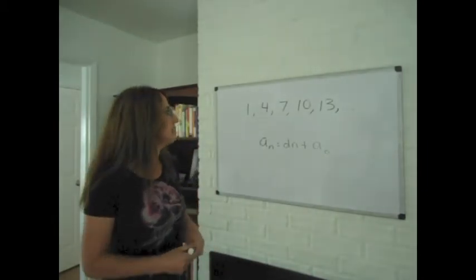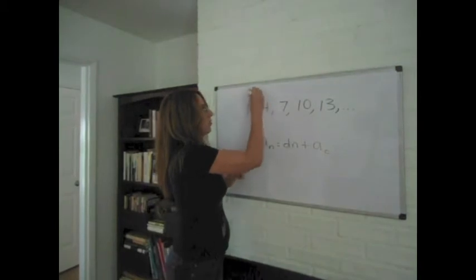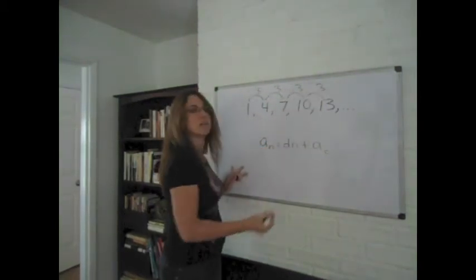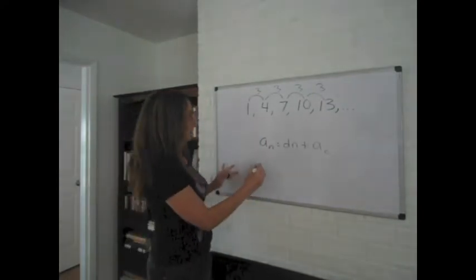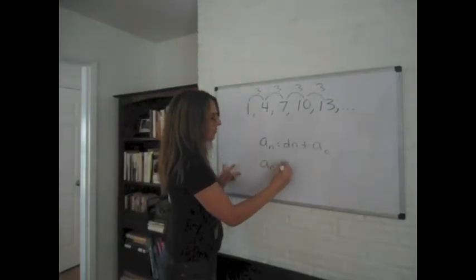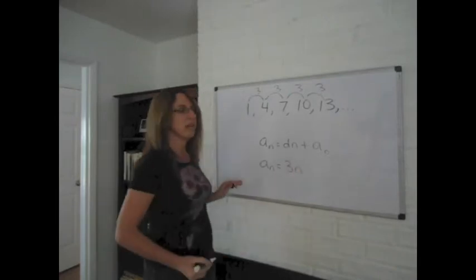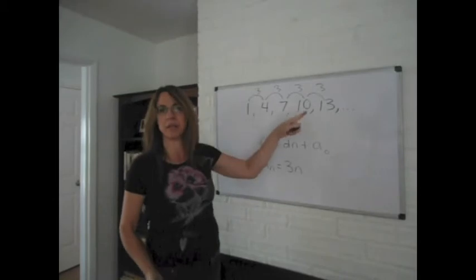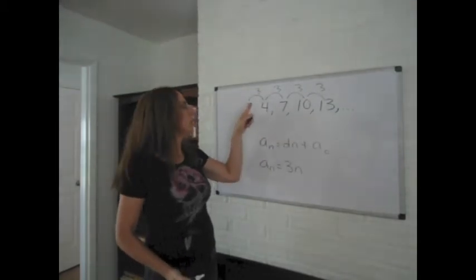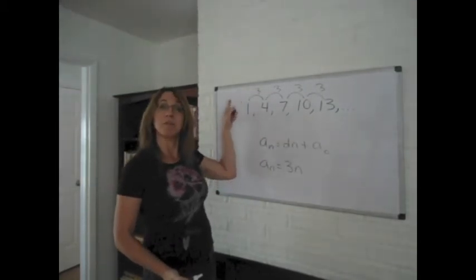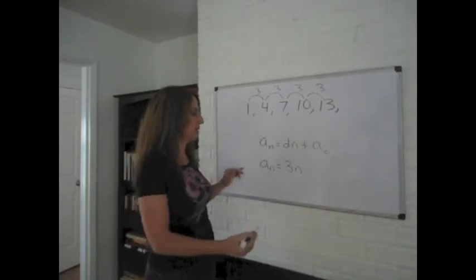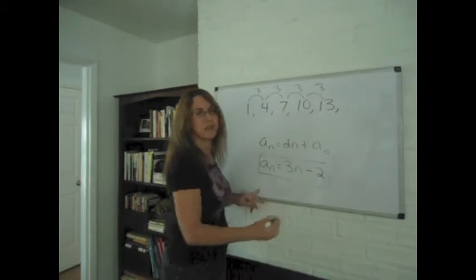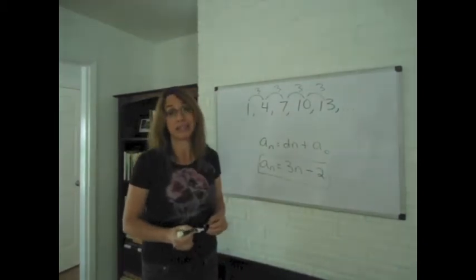The common difference here, once again, is that we're going up by 3s. So to define this sequence, we're going to have a sub n equals 3n. And then a sub 0: if the sequence is going up by 3s as we progress, then going backwards it's going down by 3. So 1 minus 3 is going to give you -2. Voila, we have defined this sequence. A lot better than guess and check, isn't it?